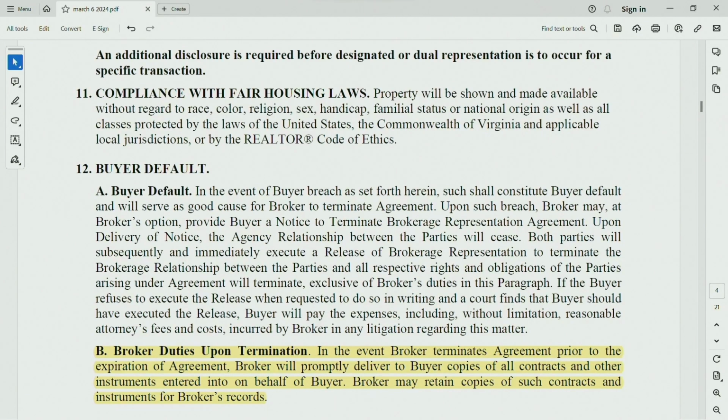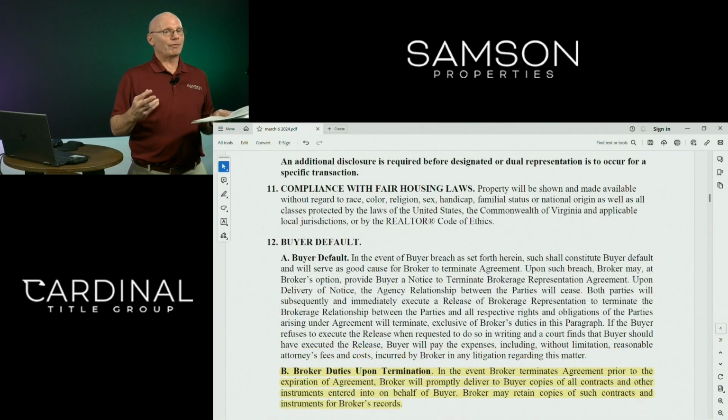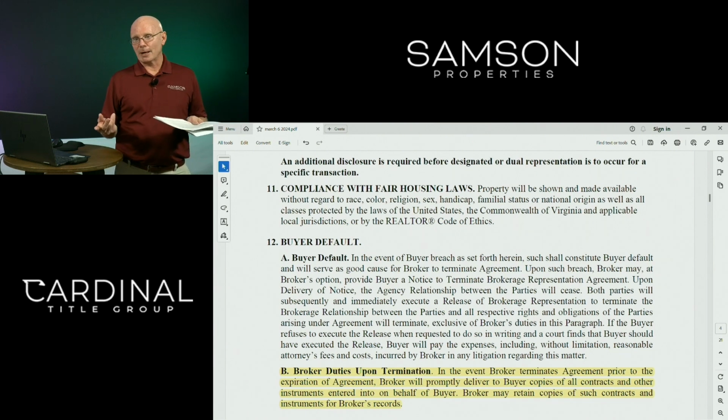12 goes into buyer default. The main thing in here that I want to make sure that you understand is the broker's duties under termination. In the event broker terminates agreement prior to the expiration of the agreement, the broker will promptly deliver to the buyer copies of all contracts and other instruments entered into on behalf of the buyer. Broker may retain copies of such contracts and instruments for their own records. So make sure if there is a termination and there's forms or whatever that haven't been received back to the buyer, you are supposed to provide those back to the buyer.